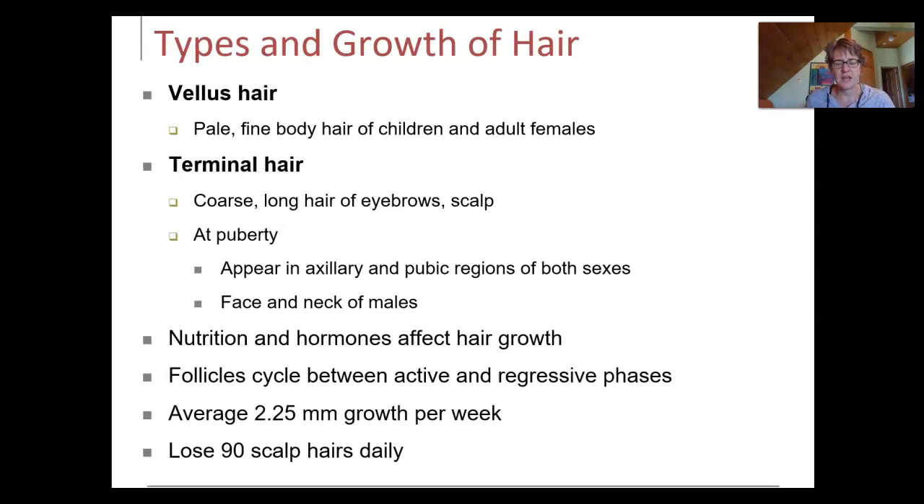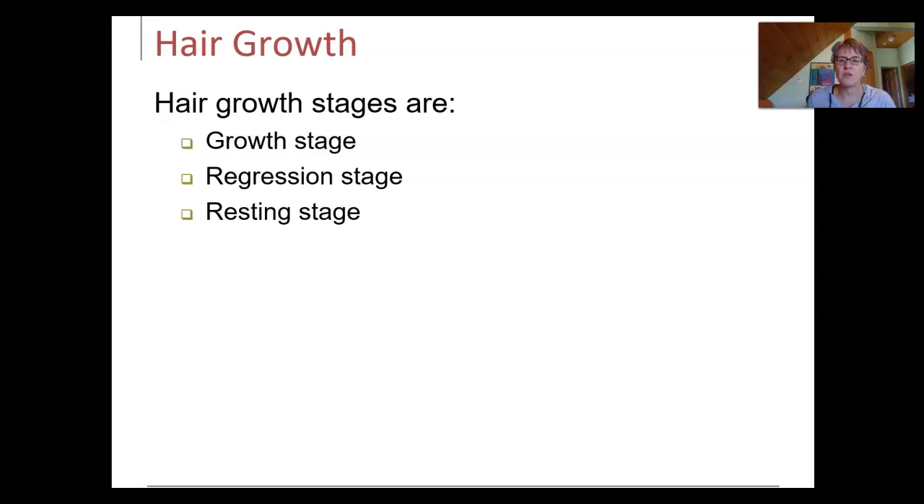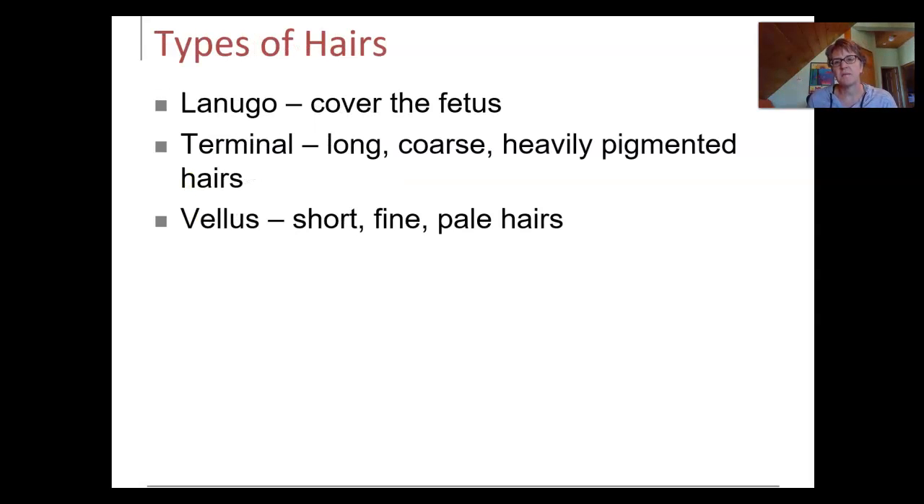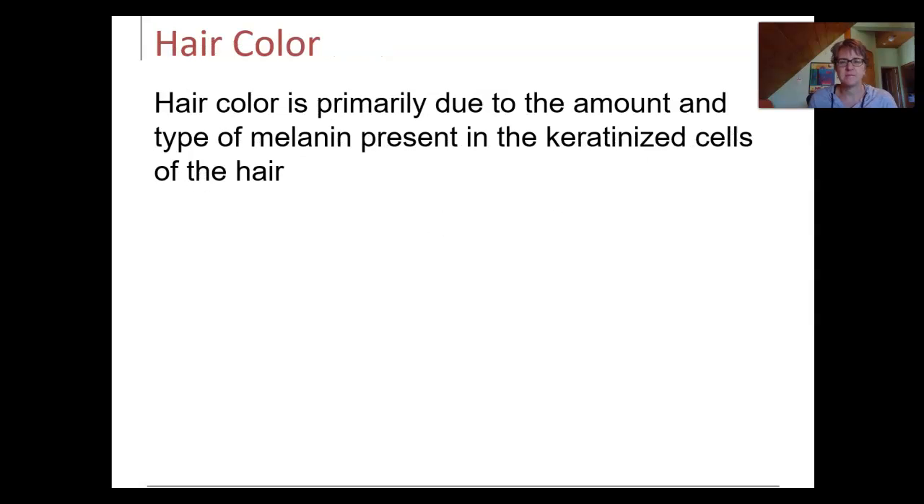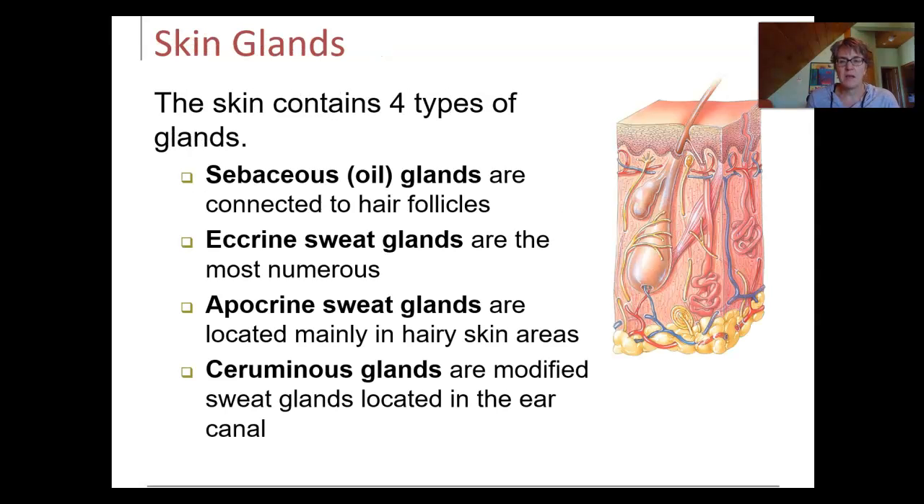Well, I don't care so much about the different hair growth, but there's growth, regression, and resting. Whatever. Melanin in your hair matrix will give you some color. I don't have too much else to say about hair, I'll be honest. It's just the parts of the hair, the parts of the follicle, that sort of thing.